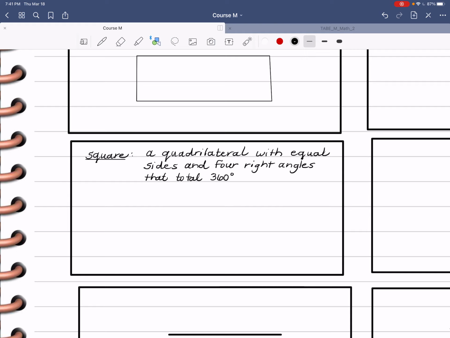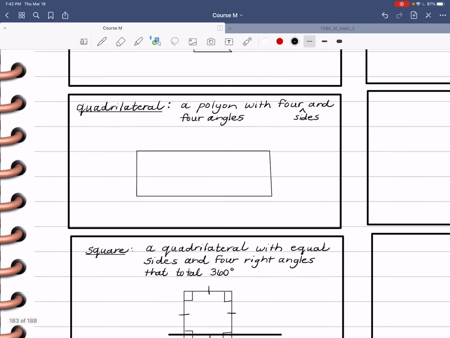So let me see if I can draw you an example of a square. That's pretty close. But just to be sure, let's mark the tick marks to show that all sides are equal. And then here's the important thing. You've got a right angle, a right angle, a right angle, a right angle. 90, 90, 90, 90, that's 360 degrees.